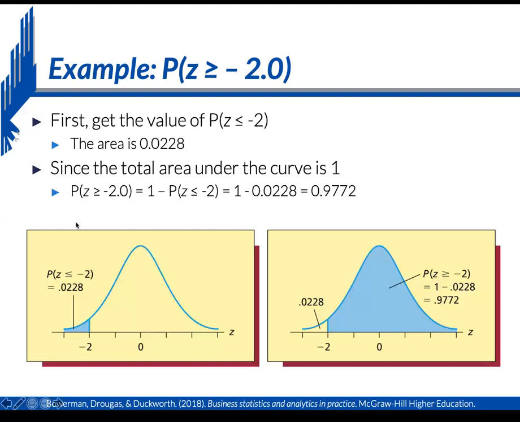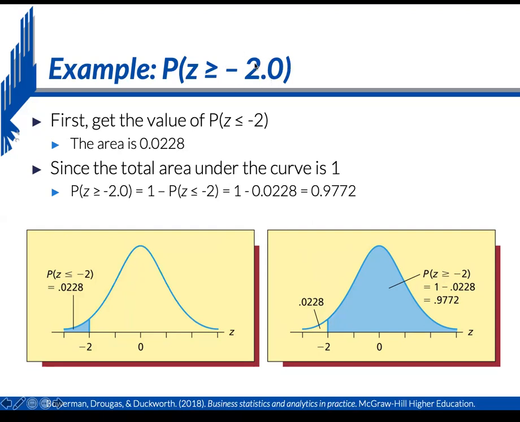And since we know that the total area under a normal probability curve is 1, and we need this area here, we can just subtract this area from 1 in order to get this probability. So if we subtract 0.0228 from 1, we will get the total area, which is 0.9772. So that's one way for us to get the area to the right of a certain z-score using our standard normal table.